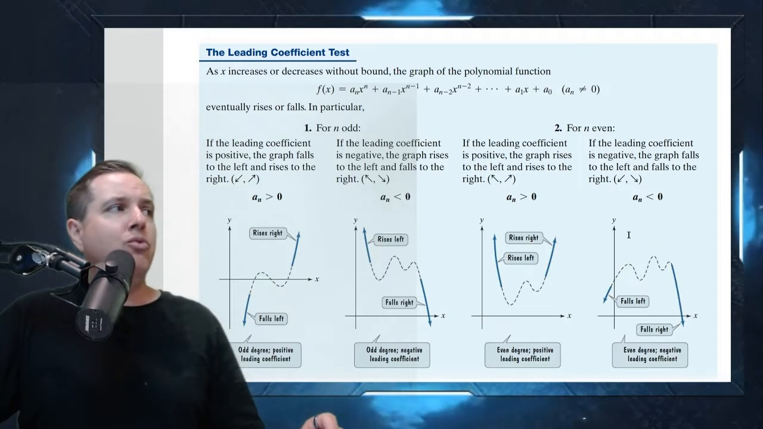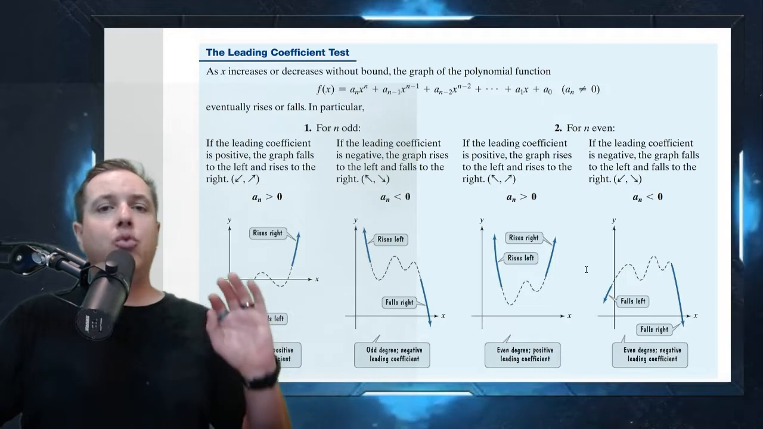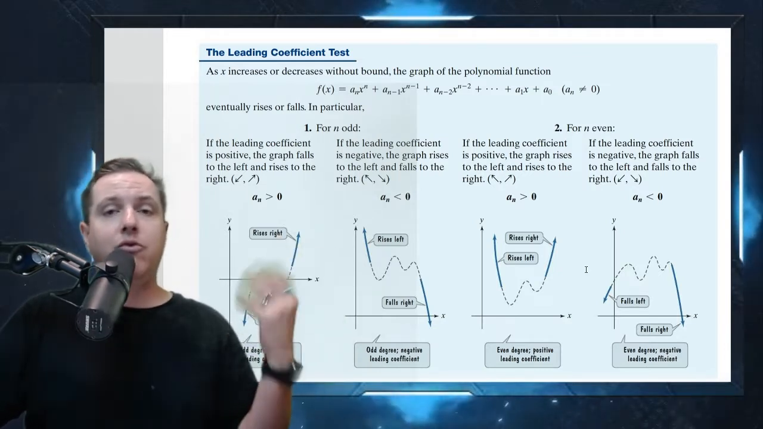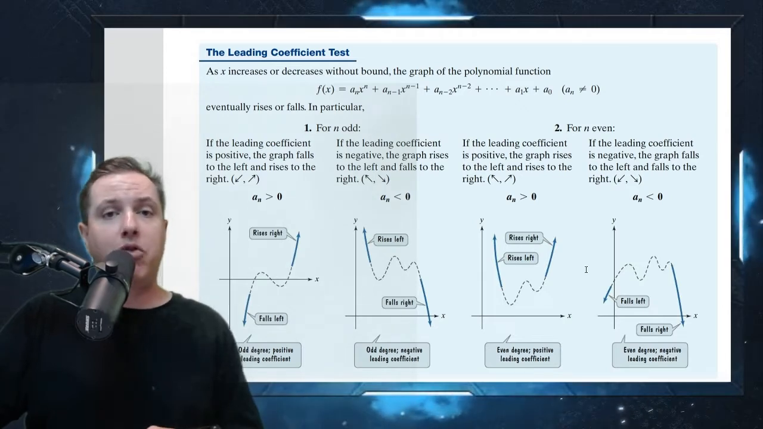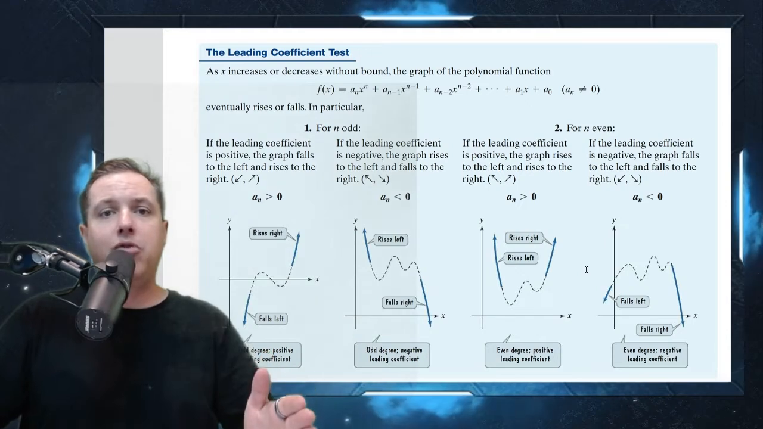Then we have the other situation where the two ends go the same direction. This is what happens when the degree of your polynomial is even. So quadratics, we've graphed a lot of quadratics, right? When you get a parabola every time, well, both ends of the parabola go up or both ends of the parabola go down.